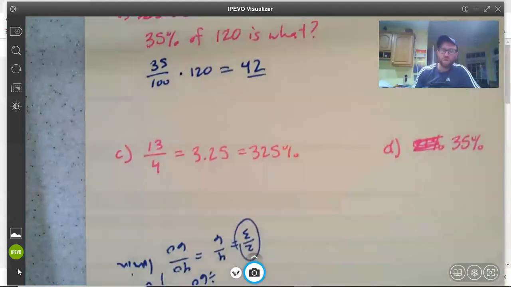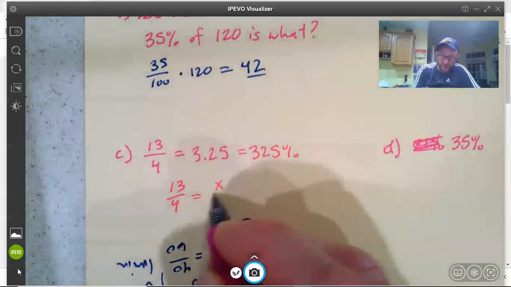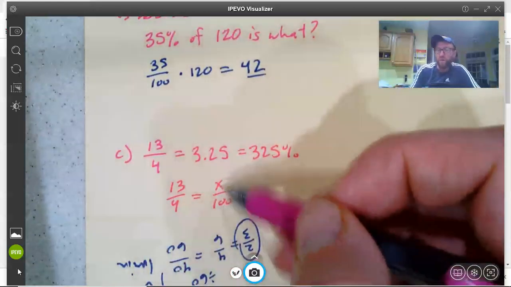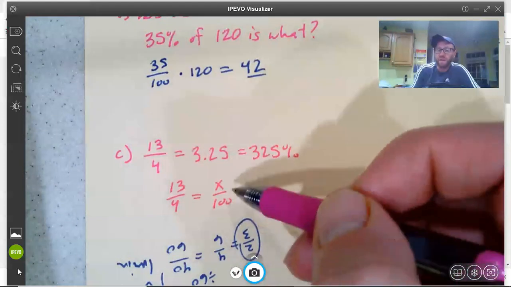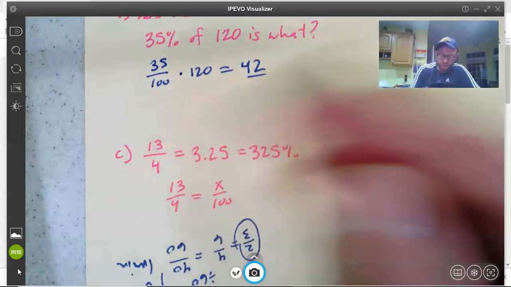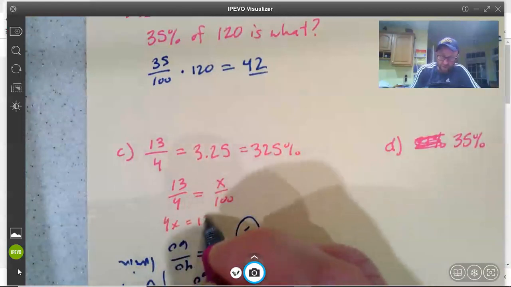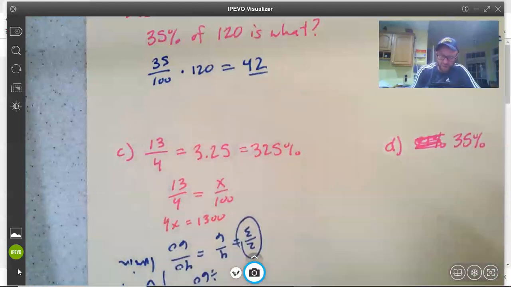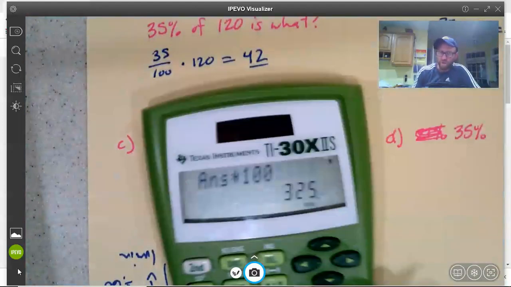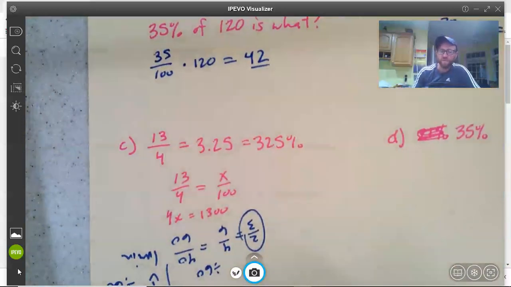Okay. Here's one other way to think about this, by the way. 13/4 is the same as something out of 100. So something out of 100, that's what a percent means. Per 100, so we just have to figure out 13/4 is the same as what out of 100, and we just cross multiply. And we have, let's see, 4x equals 1300, and divide by 4 on each side. 1300 divided by 4, 325. So you get the same answer. Right, so a couple different ways, or you can just simply take your decimal and multiply by 100.